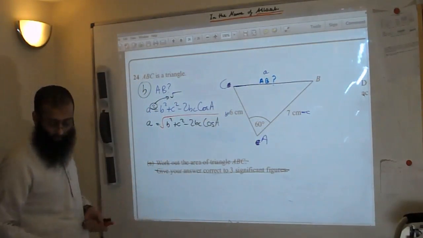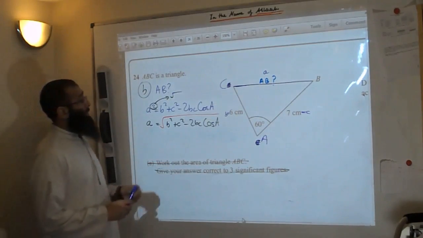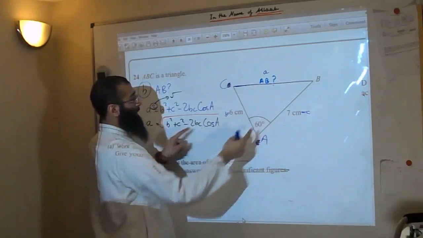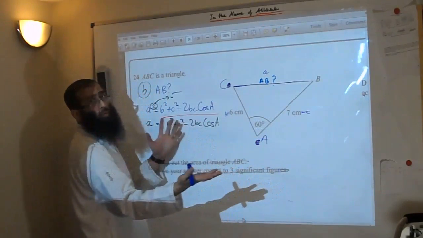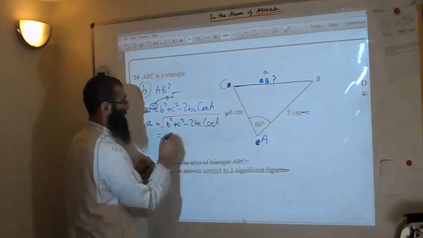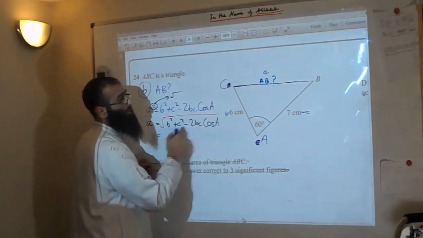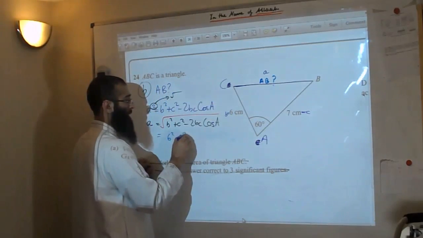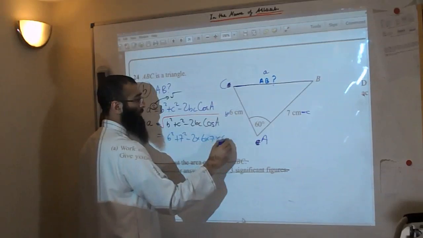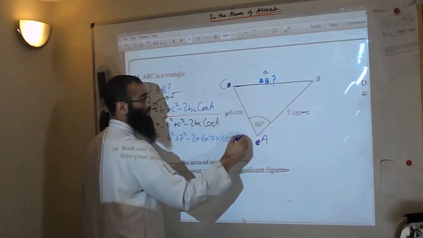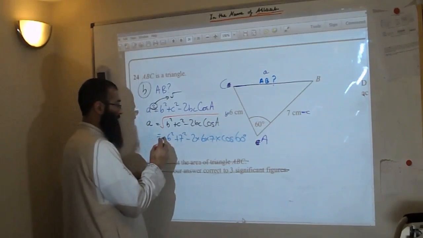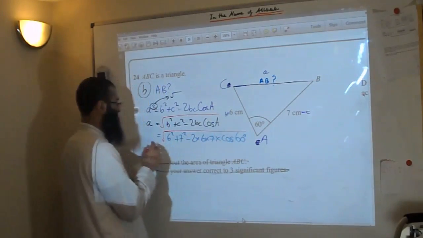Now what we need to do is throw in the values. Now b is just 6, the c is just 7, and the A is the 60. We've got all the values that we need, just chuck them in. So b squared is 6 squared, add c squared is 7 squared, minus 2 times 6 times 7 times the cos of 60 degrees. And we're going to have a nice big juicy square root sign here.